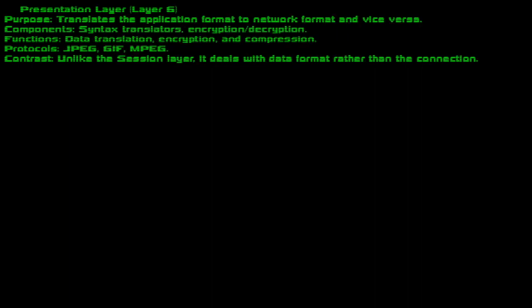Presentation layer, Layer 6. Purpose: translates the application format to network format and vice versa. Components: syntax translators, encryption/decryption. Functions: data translation, encryption, and compression. Protocols: JPEG, GIF, MPEG. Contrast: unlike the session layer, it deals with data format rather than the connection.